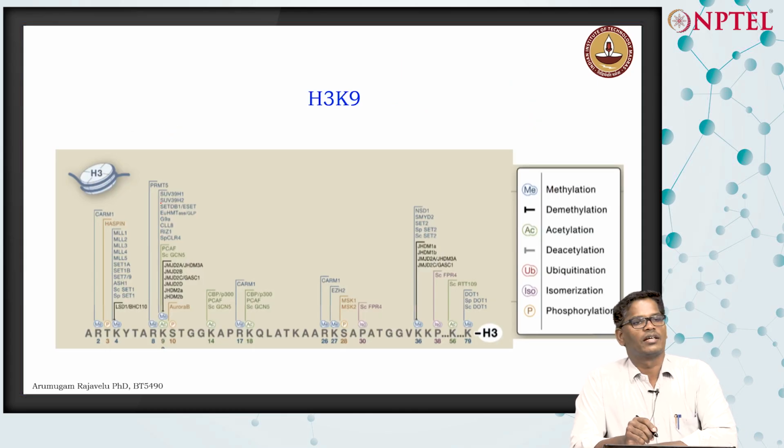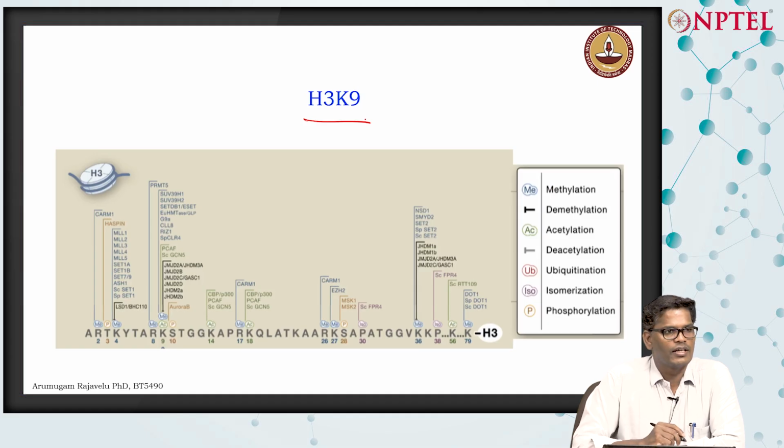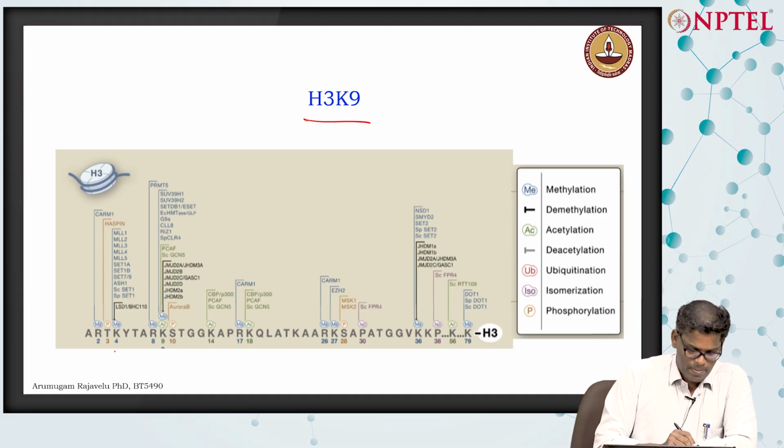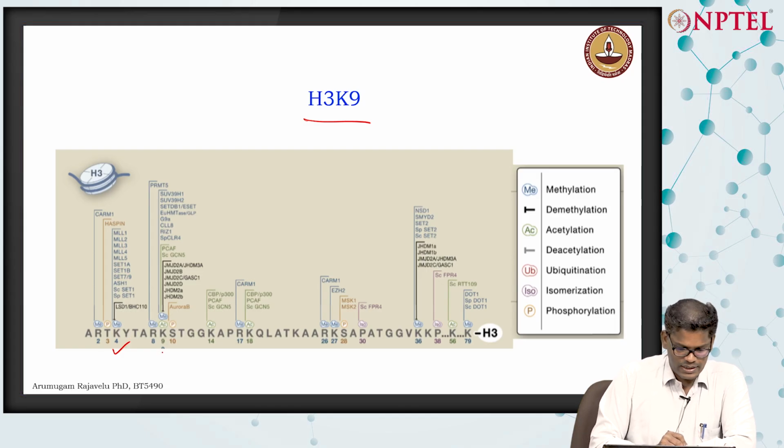Let's move on to another important mark, the second mark, histone 3 lysine 9. So the first one is the gene activation mark, which we talked about. The second is this one. This is activation, this is repressive, and then K27, this is repressive, which I am going to explain.